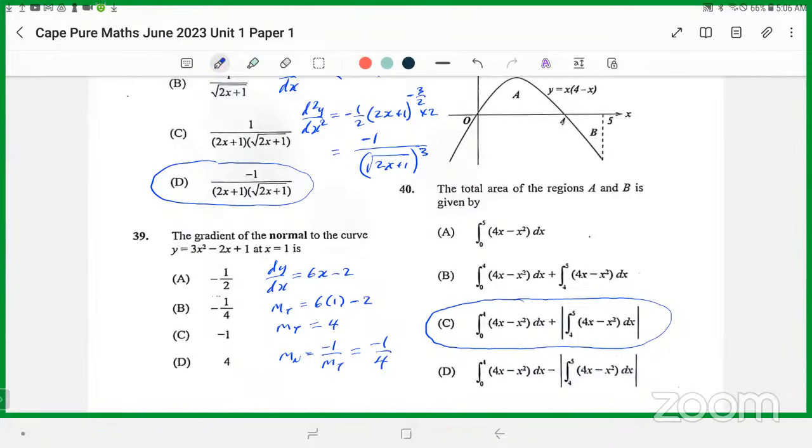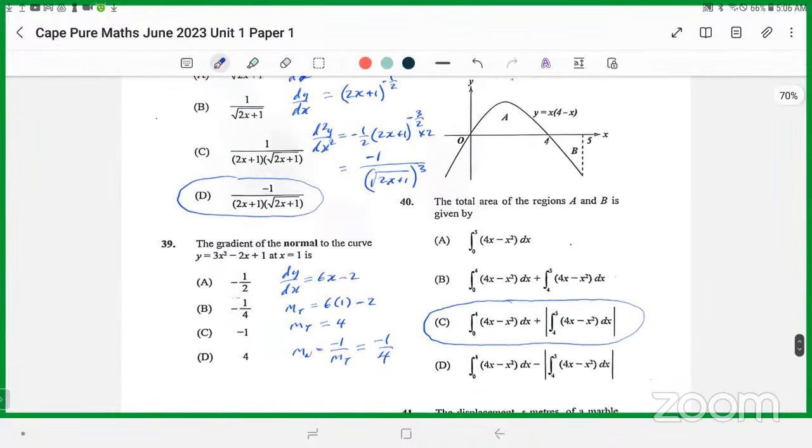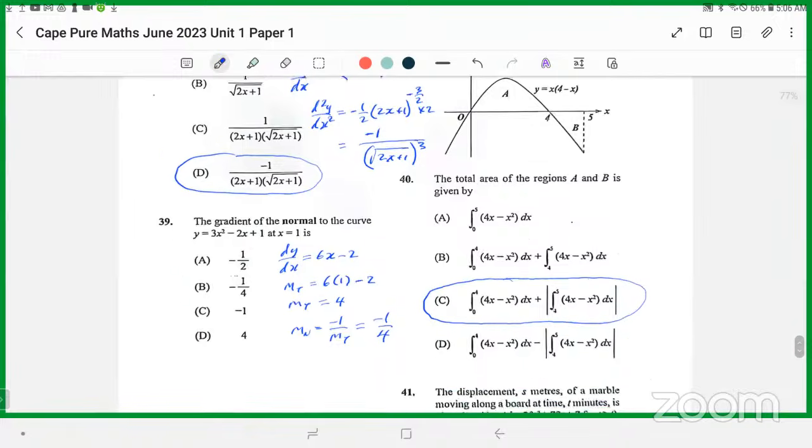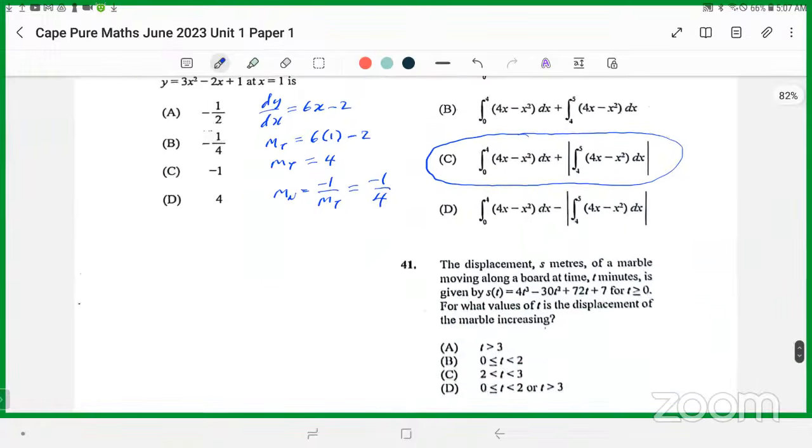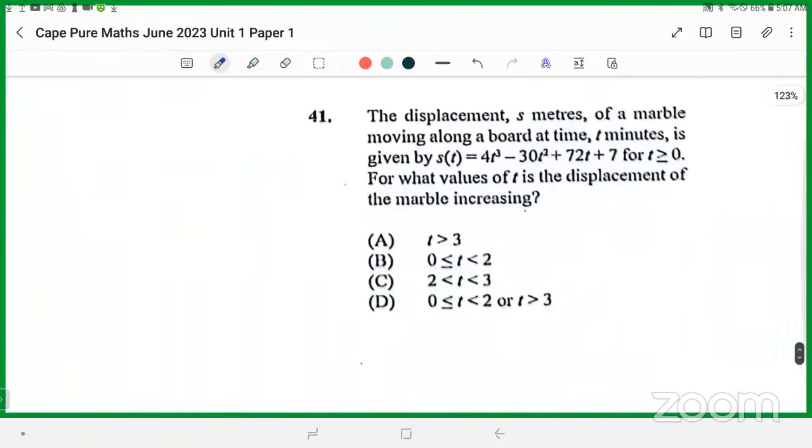That's it. 0 to 4 gives you above the axis, that gives you A, and you take the modulus of the B part and add it. So for this one, they didn't put the modulus on here. The minus area of this could have worked because the minus will give you a plus. But usually they work with the modulus. All right, let's finish up, four questions there.